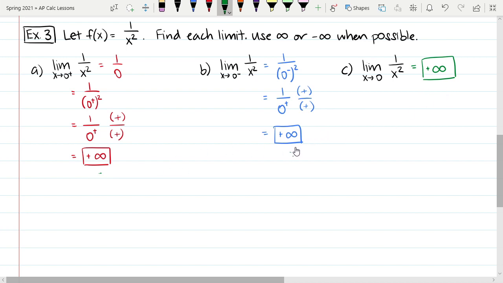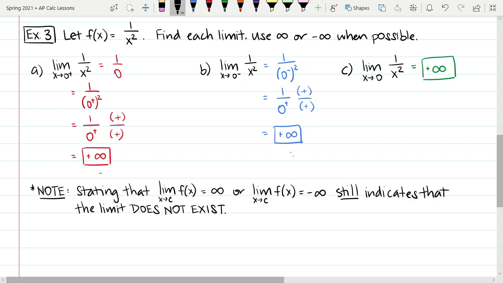But what I cannot emphasize enough still is that because we're writing infinity or negative infinity, we are still saying that the limit does not exist. We're just being more specific about how it does not exist. So once again, just to have it in writing, stating that the limit of f of x as x approaches c equals infinity or negative infinity still indicates that the limit does not exist.